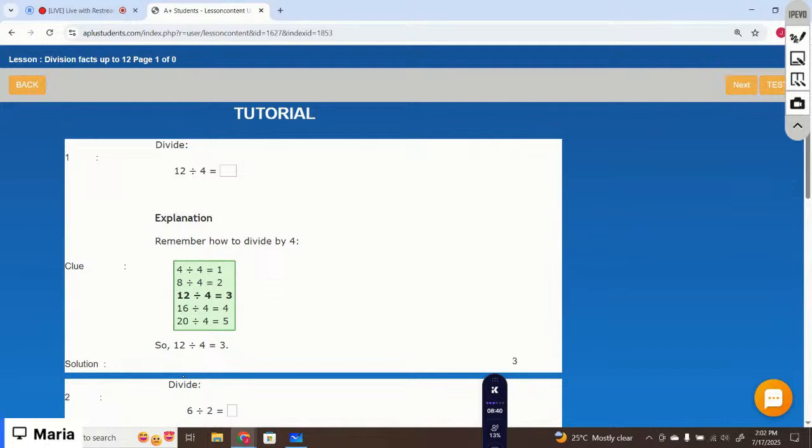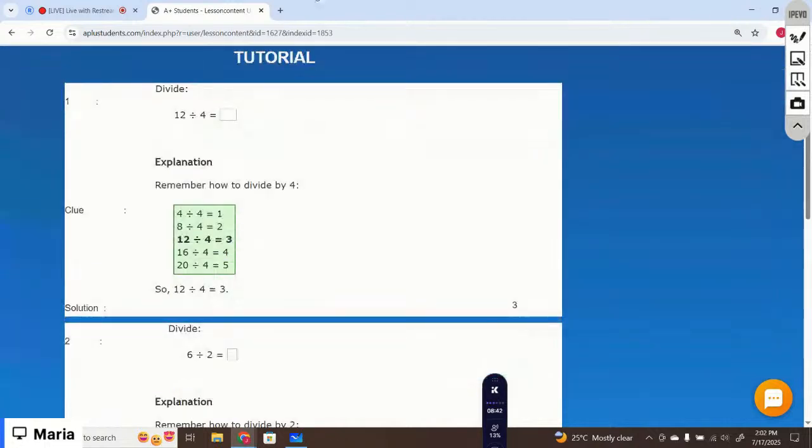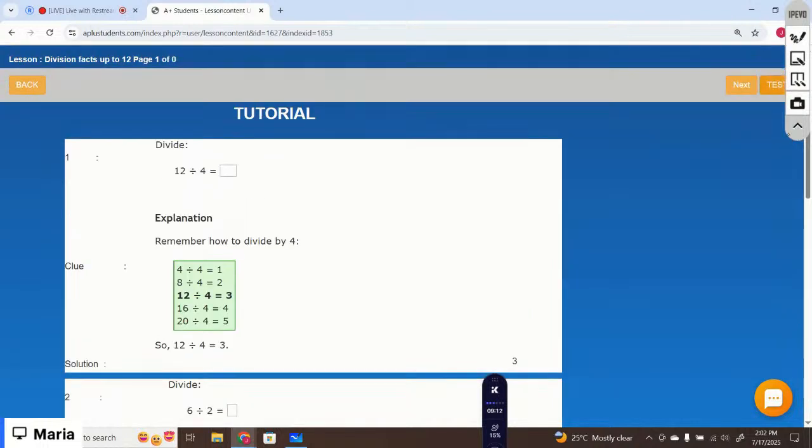So let's just start with the first one, that is 12 divided by 4. You need to count the table of 4 until 12. 4 times what number is 12? 4 times 3 is 12, right? So that means 12 divided by 4 equals 3. Let's just start with the test questions.